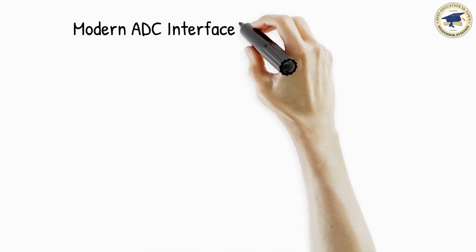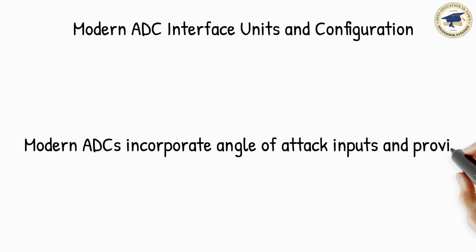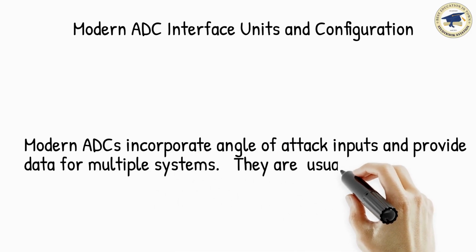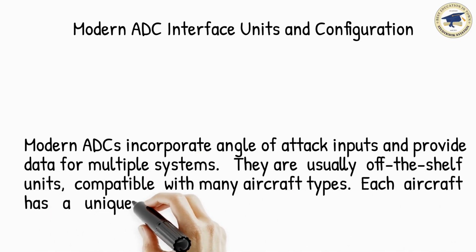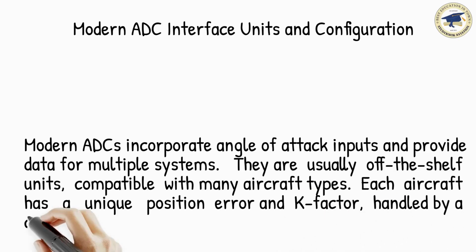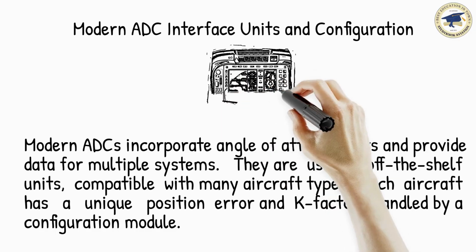Modern ADCs incorporate angle of attack inputs and provide data from multiple systems. They are usually off-the-shelf units, compatible with many aircraft types. Each aircraft has a unique position error and K-factor, handled by a configuration module.